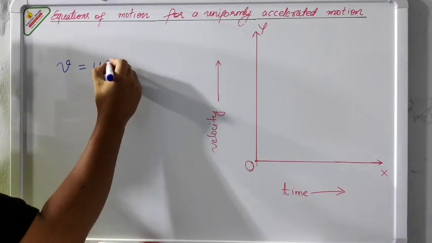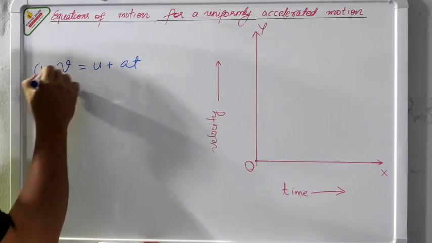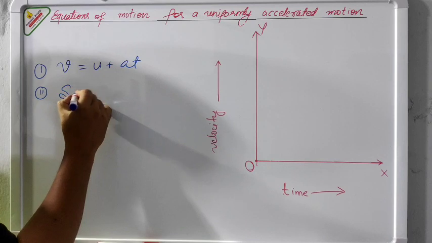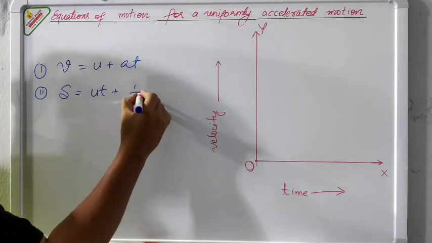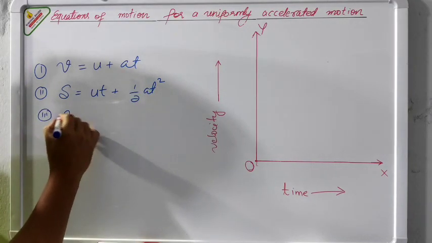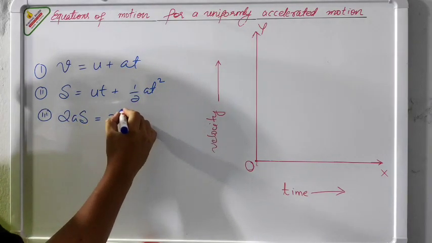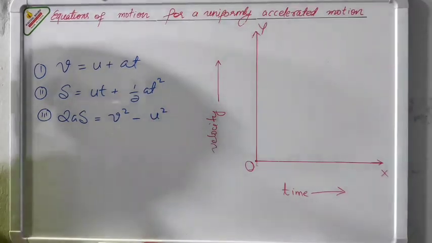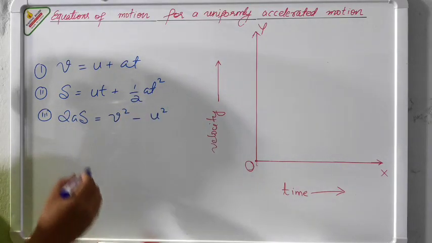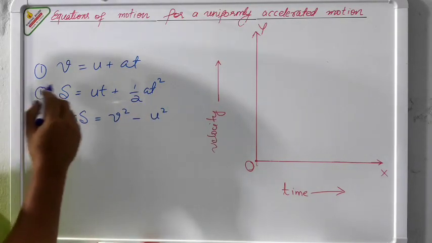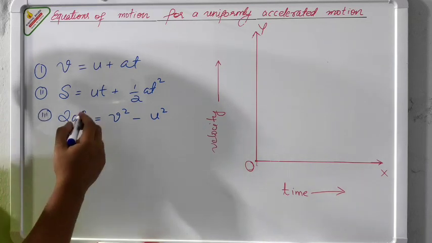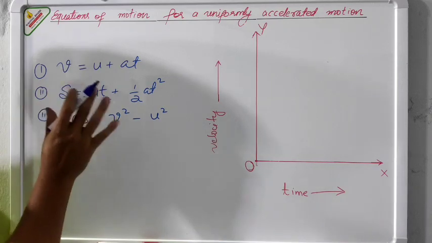v equals u plus at. This is the first equation of motion. The second one is s equals ut plus half at square. And the third one is 2as equals v square minus u square. In the examination, only one may come to prove. If only one question comes, you have to write the consideration.